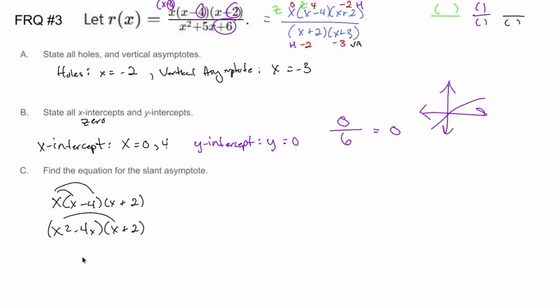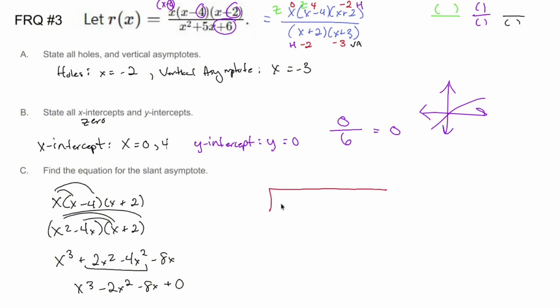Let's FOIL this out again. X cubed plus 2x squared minus 4x squared minus 8x. And then combining these two, you get x cubed minus 2x squared minus 8x. Now, since we're going to do polynomial long division, I'm going to attach a plus 0 at the end because it makes it look pretty. So let's set this up. Underneath the division symbol, we have x cubed minus 2x squared minus 8x plus 0.